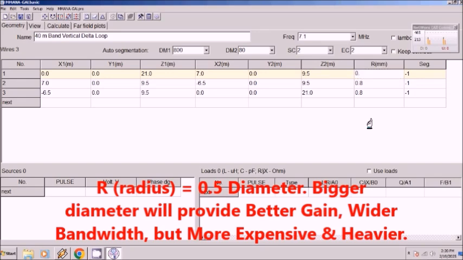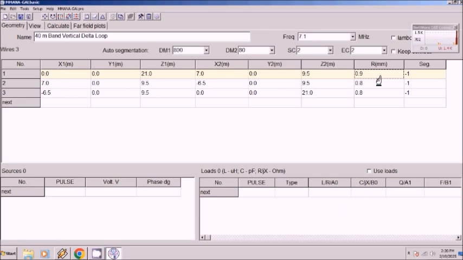0.9. We type 0.9, click enter. So the diameter is 0.9 times 2. It is 1.8 millimeter. I believe bigger the wire diameter, better for the gain. Okay, but more expensive, I believe.